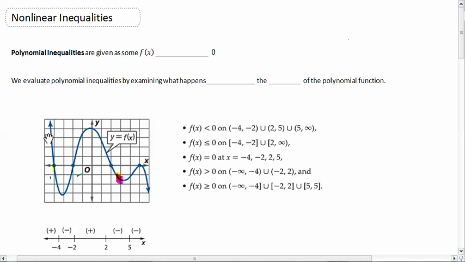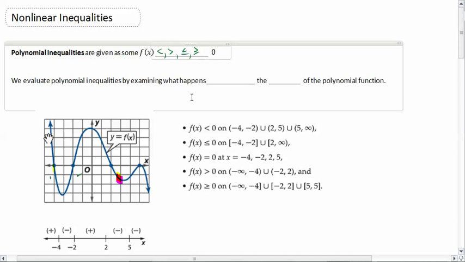So for a polynomial inequality, we're given some f of x, and again, we're analyzing when we have less than, greater than, less than or equal to, or greater than or equal to. And we have f of x, one of those signs compared to 0. So we are analyzing when our f of x is less than or greater than 0, or less than or equal to, or greater than or equal to 0. That means our f of x is either going to be positive or negative, right? That's how we define less than 0 or greater than 0. Hopefully all of you know that.